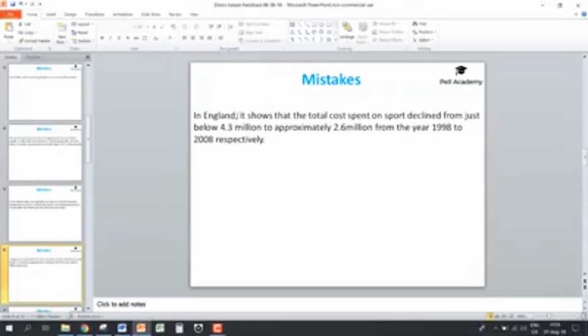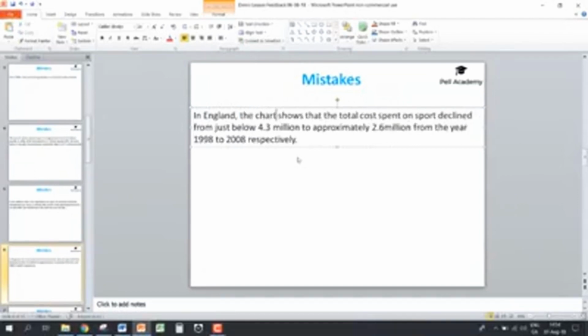Next one then. In England, it shows that the total cost spent on sport declined from just below 4.3 million to approximately 6.2 million. Okay, so in this context it wouldn't be clear because you're kind of referring to England. So, in England, it shows being the chart. So let's say, for example, the chart shows. But let's say the person used it because they'd already referenced the chart in the previous sentence. That would be fine. But in England, the chart shows. So now in England is referring to where the chart is, not where the information is referring to.